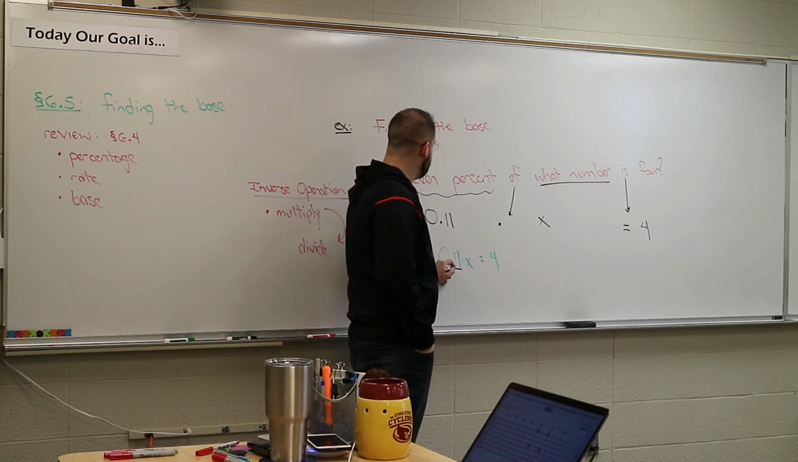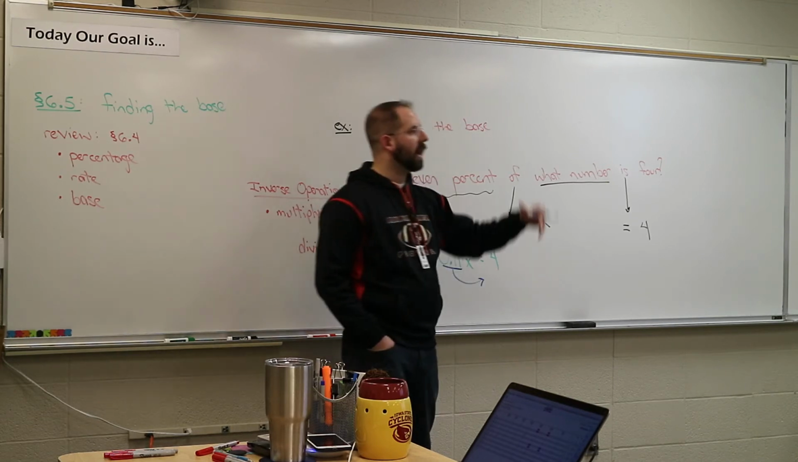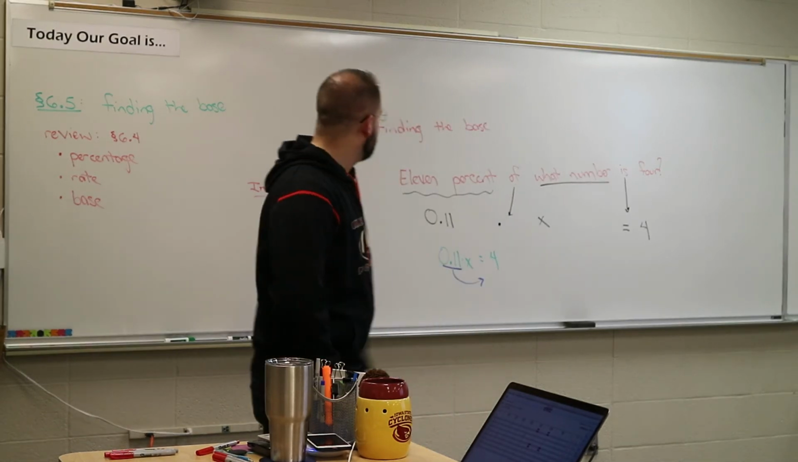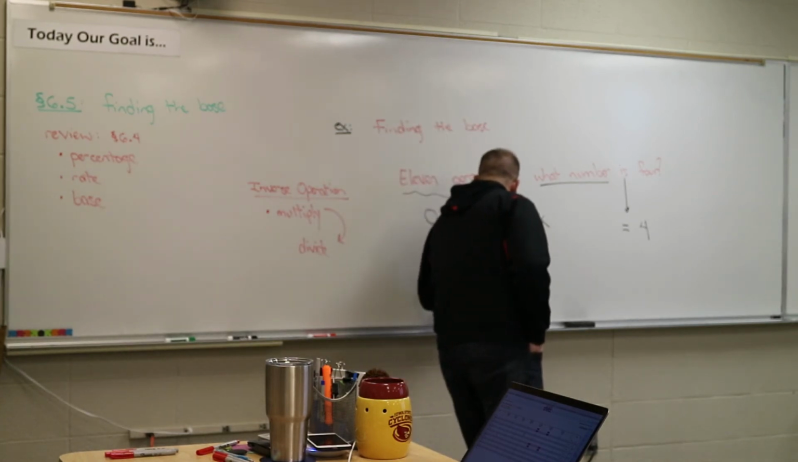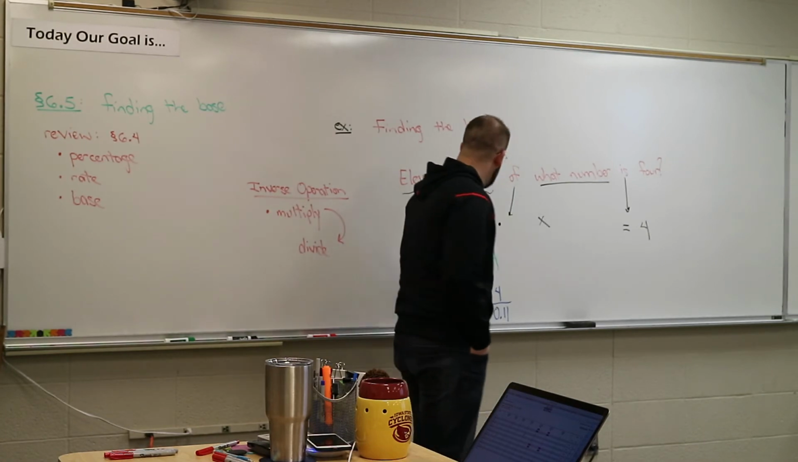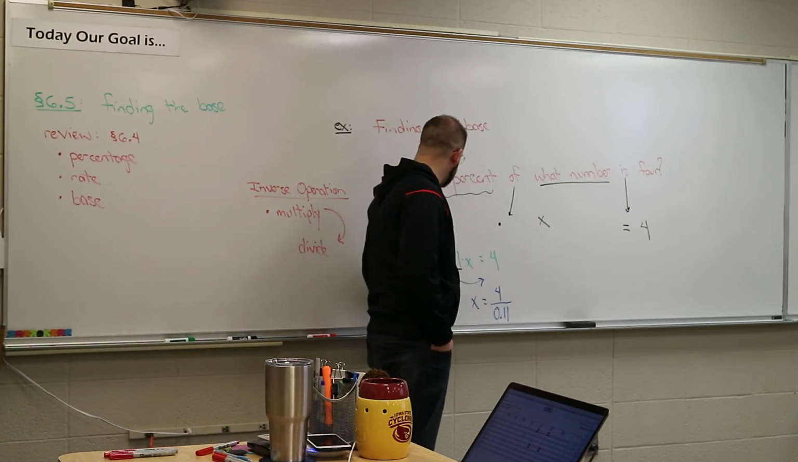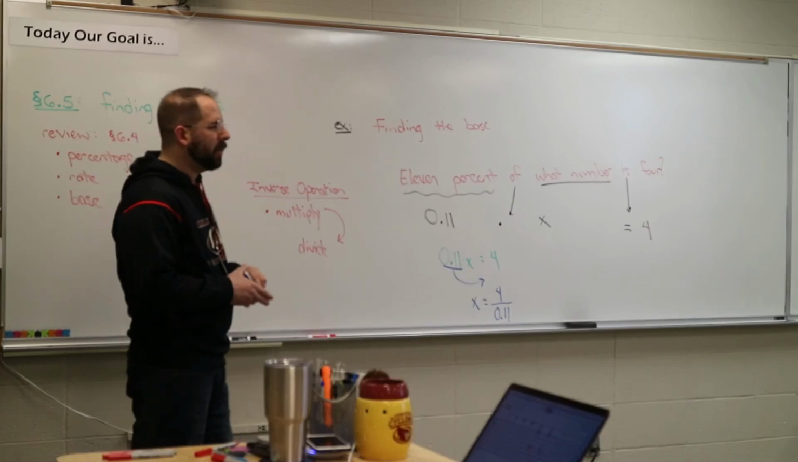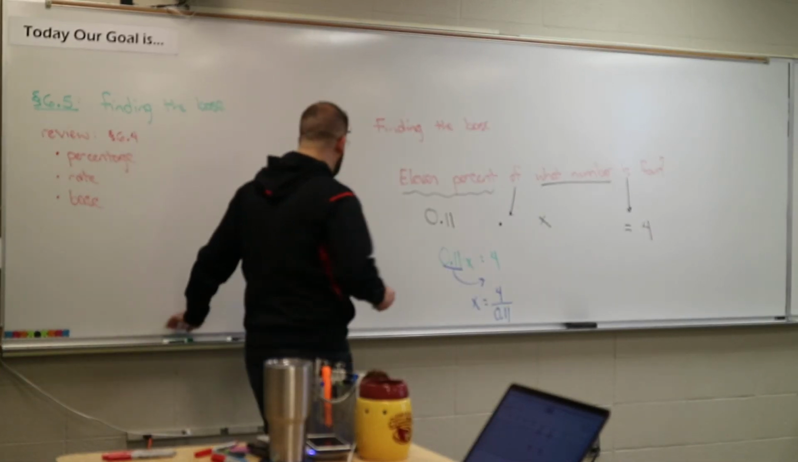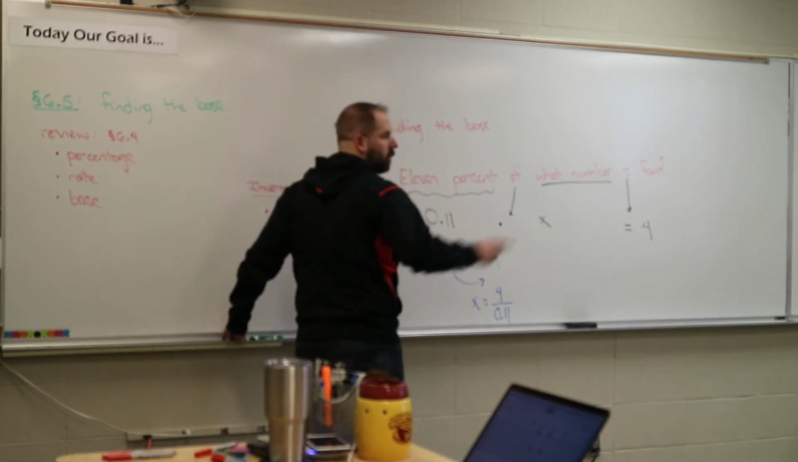We moved it to the other side. And what operation do we do? We divided. Divided, yep. And that's what we're gonna do here. We're gonna take 4 and divide by 0.11, because we're finding the base on these problems. So I'd like you to type that in your calculator, please. 4 divided by 0.11.